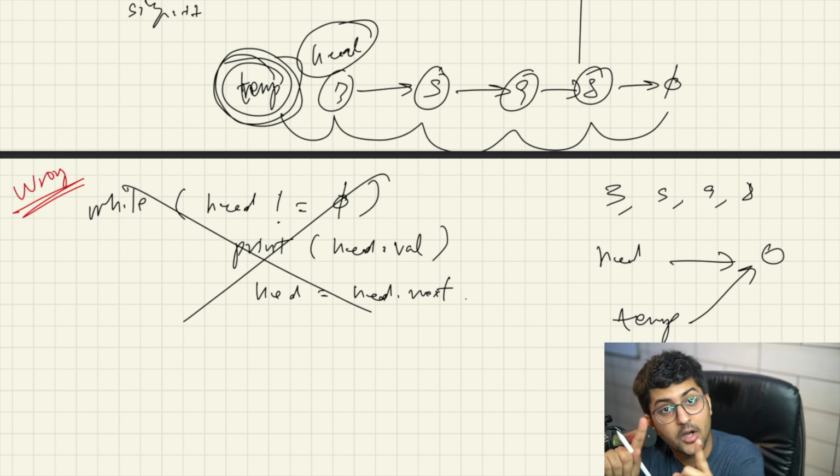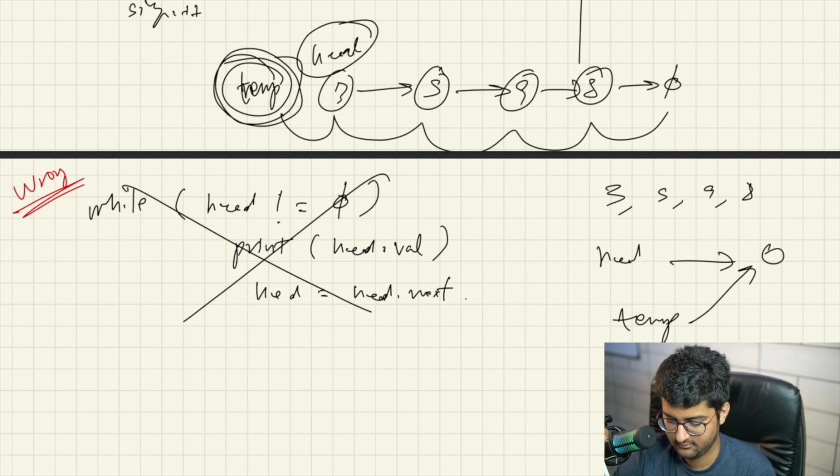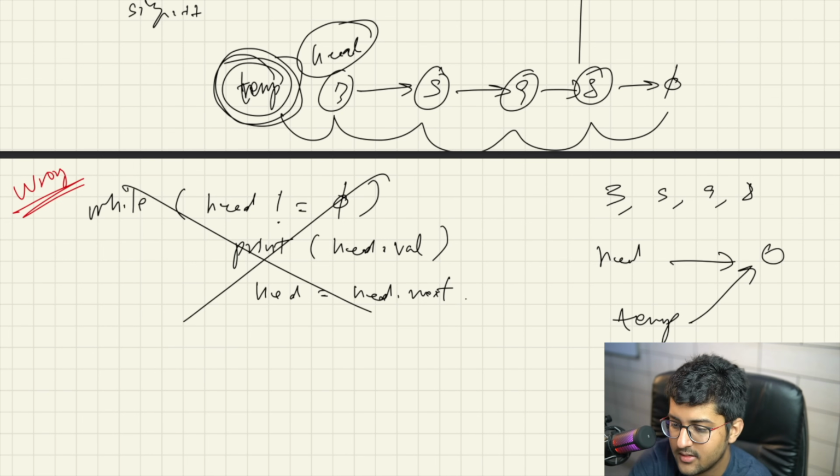Because temp is not a part of the structure of the linked list. What is a part of the structure of the linked list? Head and tail. So this is very simple. Take a temporary variable, print, do next, print, do next, print, do next. You won't be using a for loop because you don't know how many times the loop will run. So use a while loop. That's it. This is very simple.